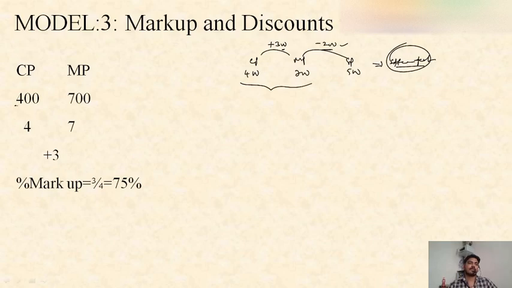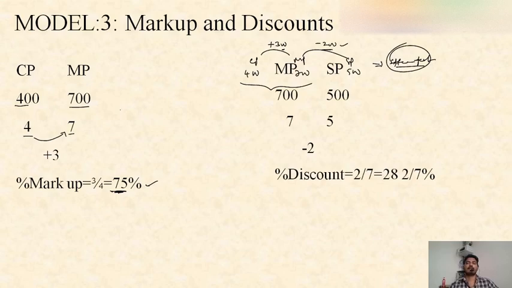Here the cost price was 400 and the market price was 700. If you eliminate the common numbers, it becomes 4:7. So it was increased by 3 parts out of 4. What is this markup percentage? It was marked up by 75 percentage.